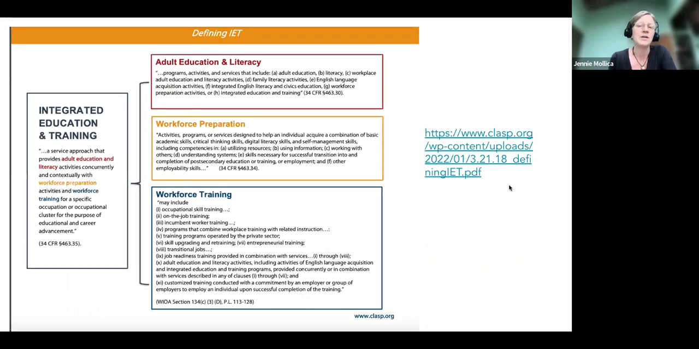We point you here to just one of many resources that are out there. We're not going to give you an exhaustive overview of IET. There are some great resources that have been produced. This one by the Center for Law and Social Policy really breaks down the WIOA regulations, gives examples, and helps us understand how to deliver on that WIOA vision.